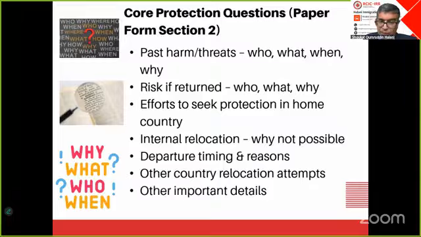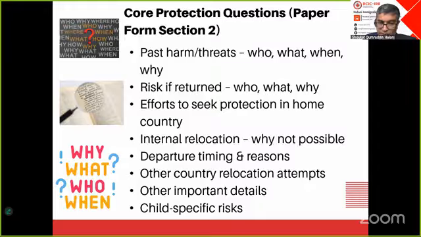Other important details, if you have any, you will have to mention in the BOC form. And if you have any child, how is that child facing the risk, if a toddler is there, or maybe a child under the age of 6, why is he facing that risk.